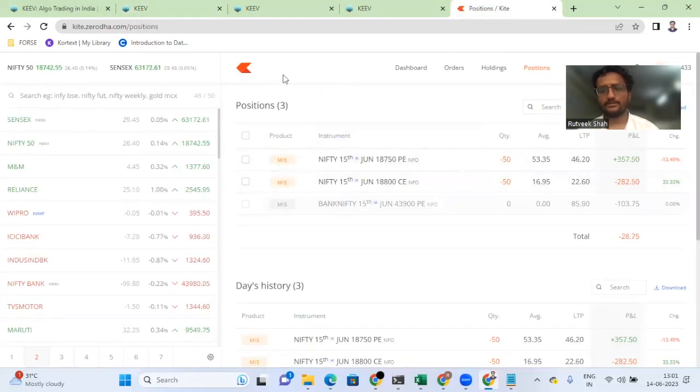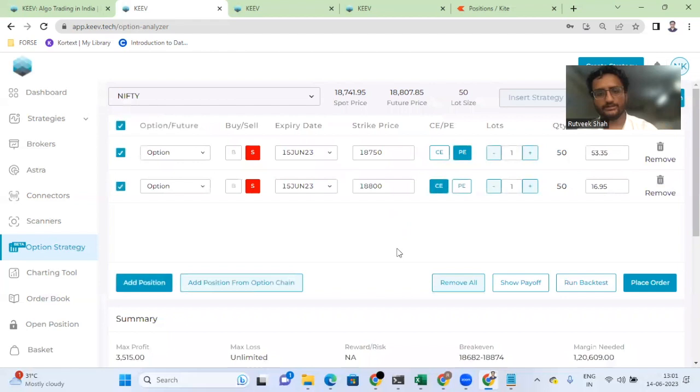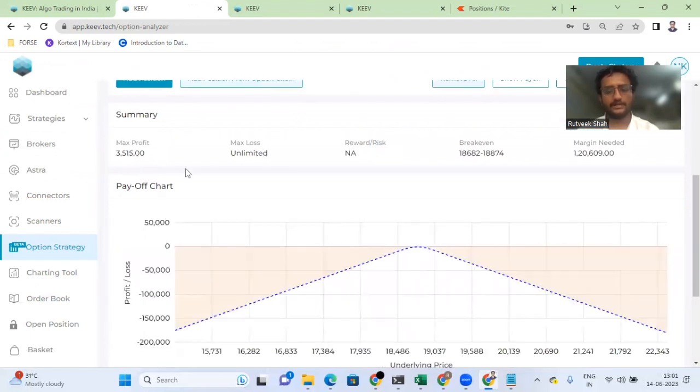53.35, 16.9. We'll check the up again. And as we saw earlier, we want Nifty to be in this small 50-point range, that is around 18750 to 18800, which will give us the max profit of around 3500.